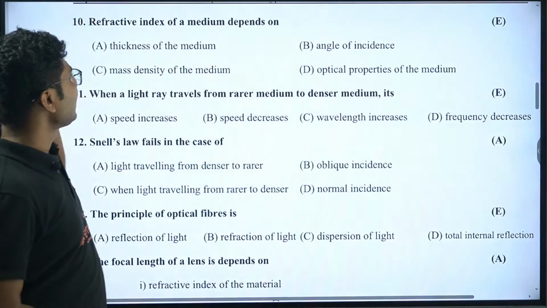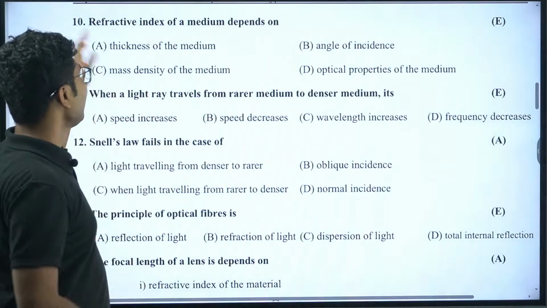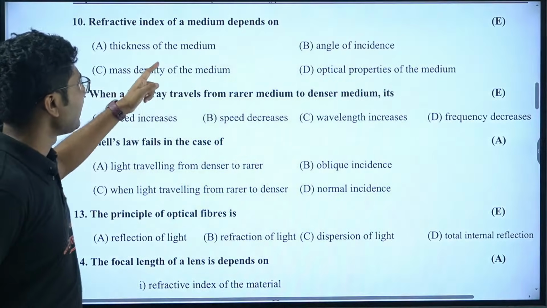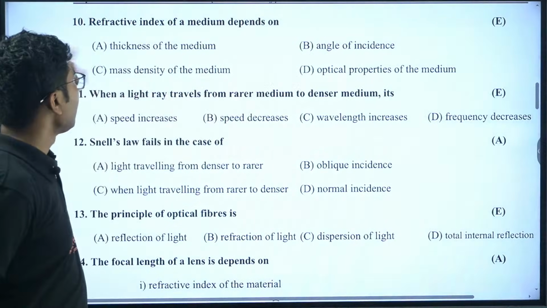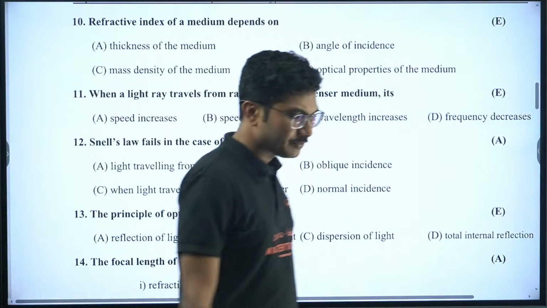Now next question, speed refractive index of a medium. Now it is a reverse question. Refractive index of a medium depends on thickness of the medium, angle of incidence, mass density of the medium, optical properties of the medium. Easy question.